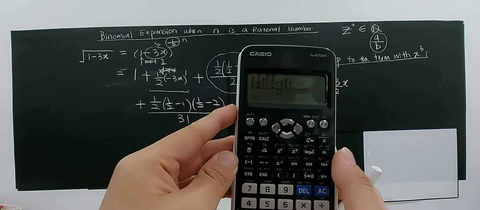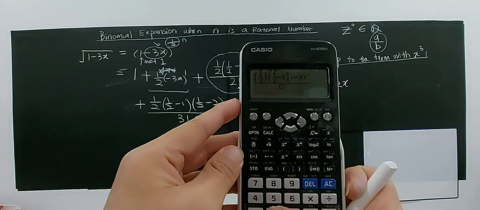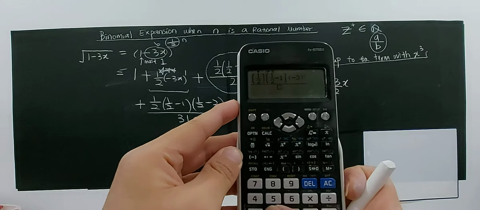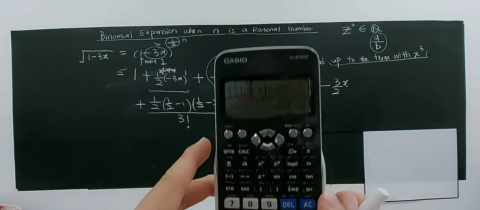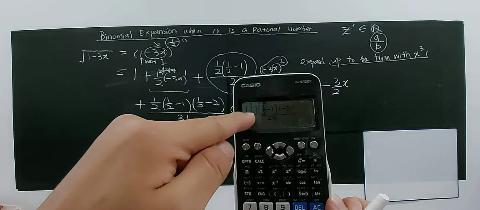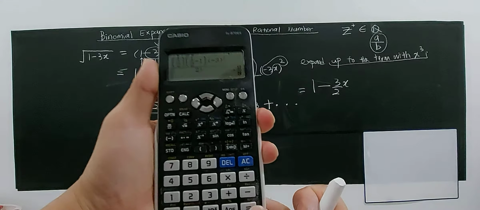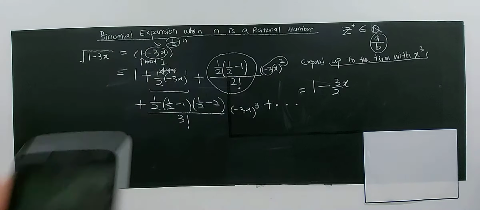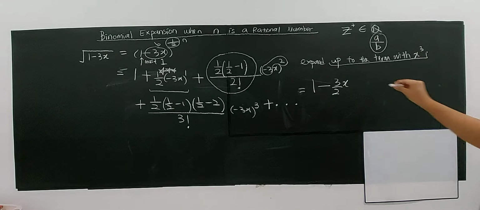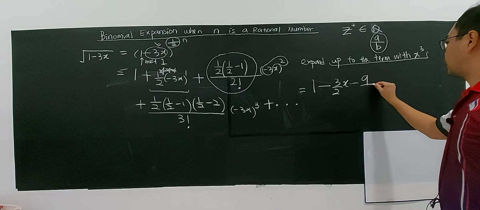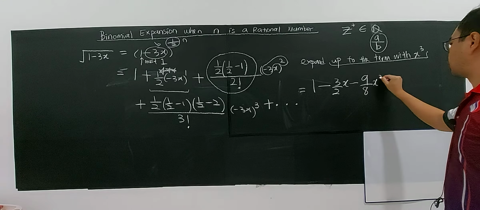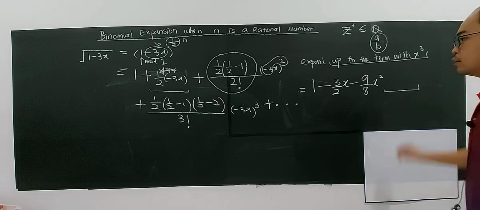For the denominator, you have 2 factorial. Press shift, can you see there's a button here, factorial. So you see exactly the same, right? Then you press equal, and you have negative 9 over 8. So the third term will be negative 9 over 8 x to the power of 2. Okay, let's go for the fourth term.